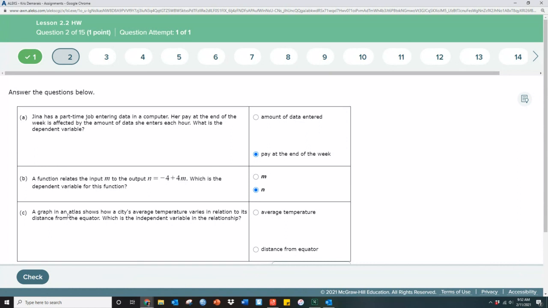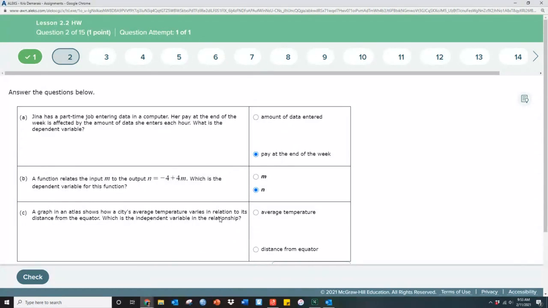And then a graph in an atlas shows how a city's average temperature varies in relation to its distance from the equator. Now, in this case, we're not talking about controlling averages of temperatures. We're looking at relating temperature to the equator. So the further away from the equator you are, the lower the temperature you get, especially during the wintertime, right? If you're looking at the northern hemisphere right now. But the southern hemisphere is dealing with their summers right now. Okay. So now we're looking at the average.